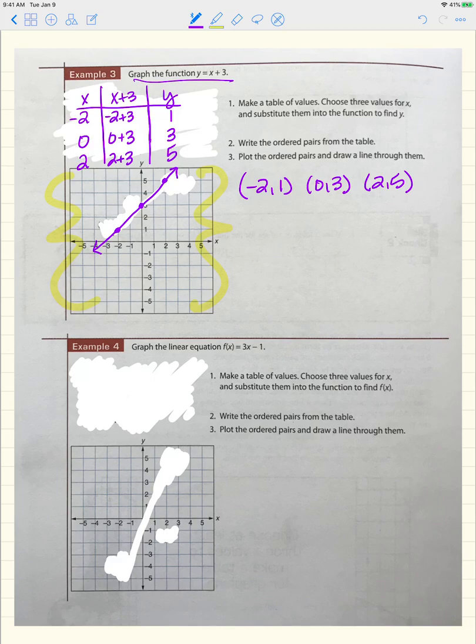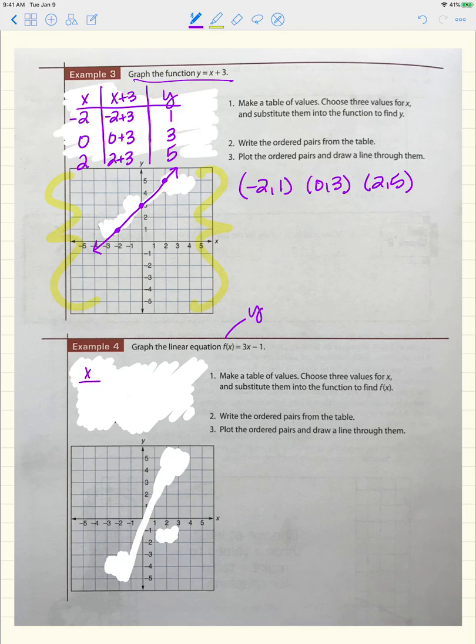And that says it's a linear function and you can choose whatever value you want for x, solve it for y, and it's going to lie on that line anywhere, okay? Now, example number 4 says graph the linear equation f of x, which remember, f of x is always synonymous with y, is equal to 3x minus 1.